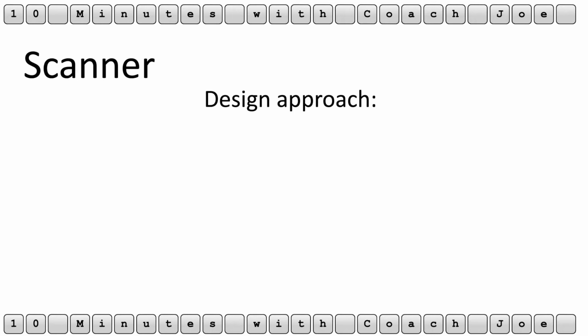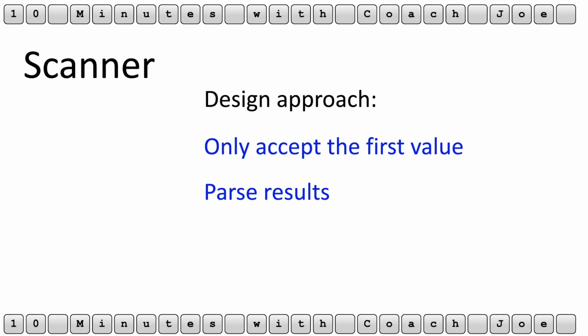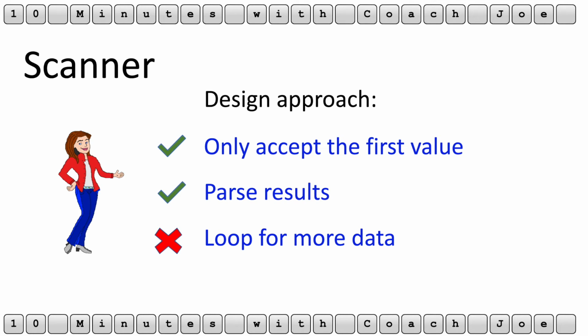For example, you could only accept the first value and ignore the rest of the line. You could use the nextLine method instead and parse the entire result yourself, or loop through the buffer and look for more data. Consider the first two options, as looping through the buffer can be problematic. Let's go back to the code.